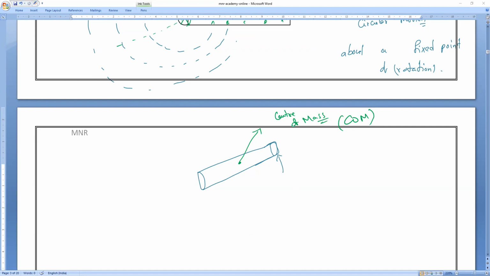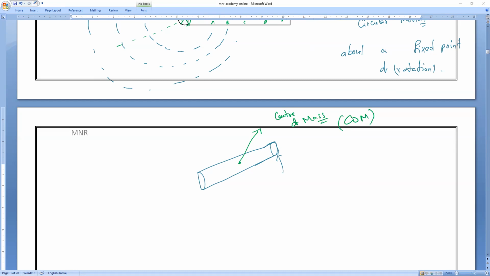So now here there is no fixed point. There is no fixed point. Understanding, all of you? But still the whole body, each particle is taking the rotation. So in the sense of, what motion is it? Everybody? Rotational motion.